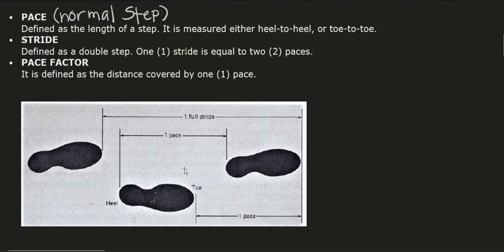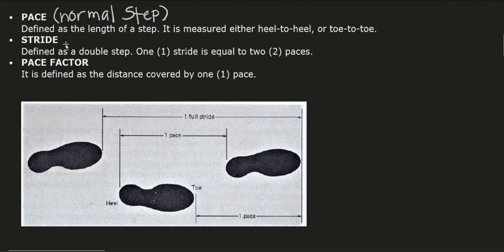Dito sa illustration or dito sa figure, makikita natin, ang one pace ay equal sa heel to heel. Yan, dun sa talampakan natin, dun sa pinaka-ukod na yun. So, heel to heel yun, one pace. Or sabi niya, or toe to toe. Equal siya sa one pace.